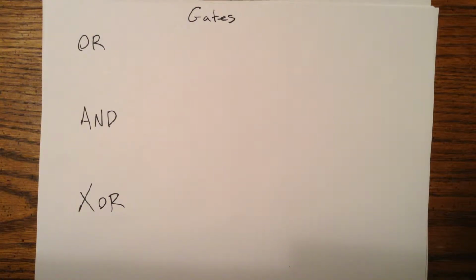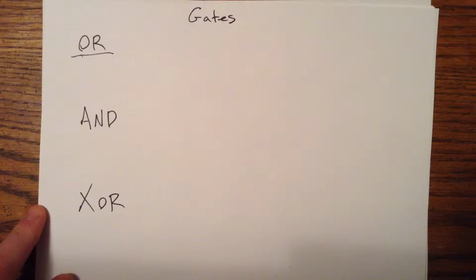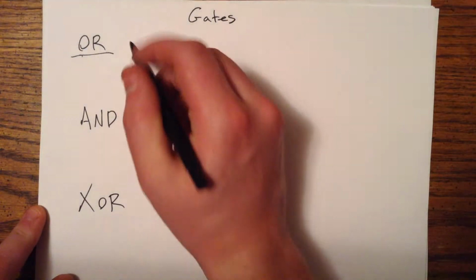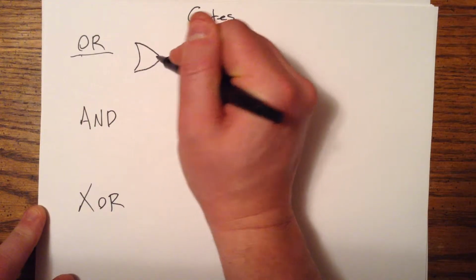This is Craig Robertson with UNM IEEE, and I was going to go over some basic logic gates. So the first one I was going to go over was the OR gate, and the OR gate is a pretty simple gate. You draw it just like that.